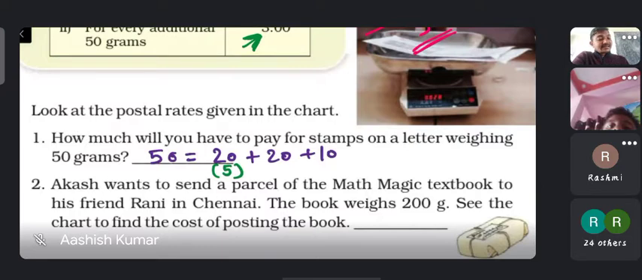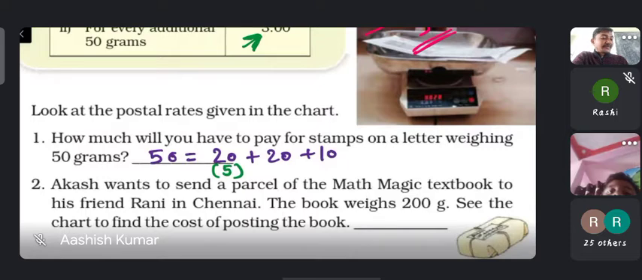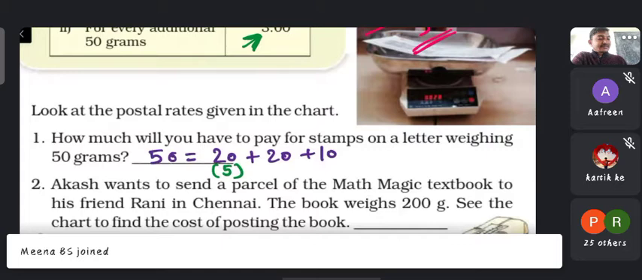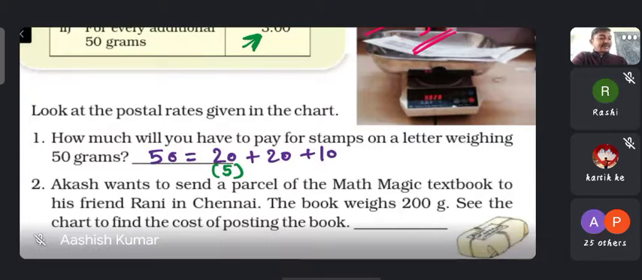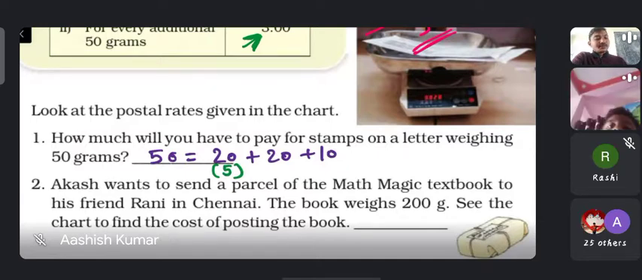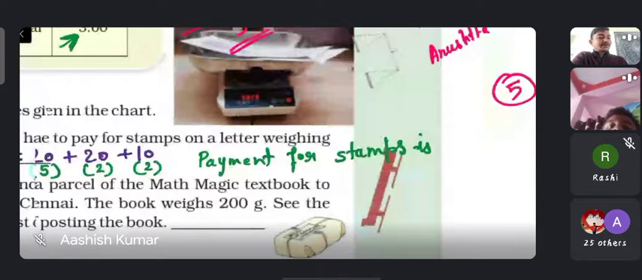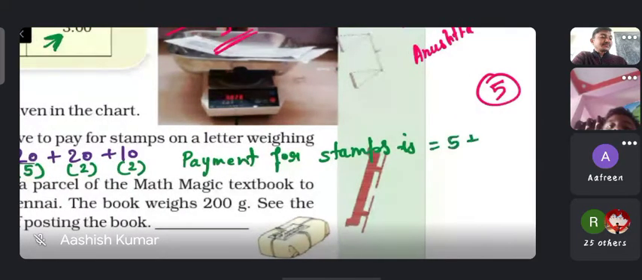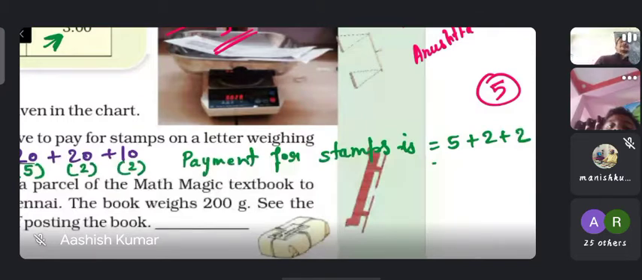The payment for stamps is 5 plus 2 plus 2, that means 9 rupees. 9 rupees is the answer.